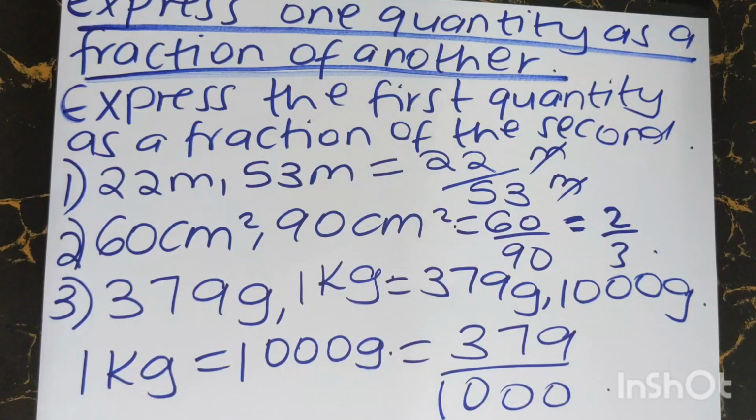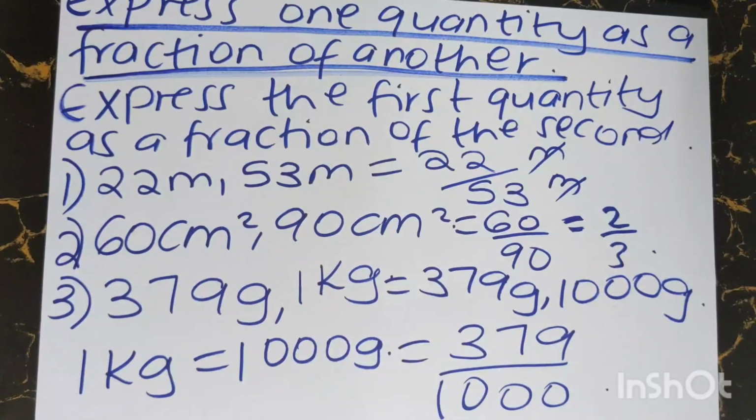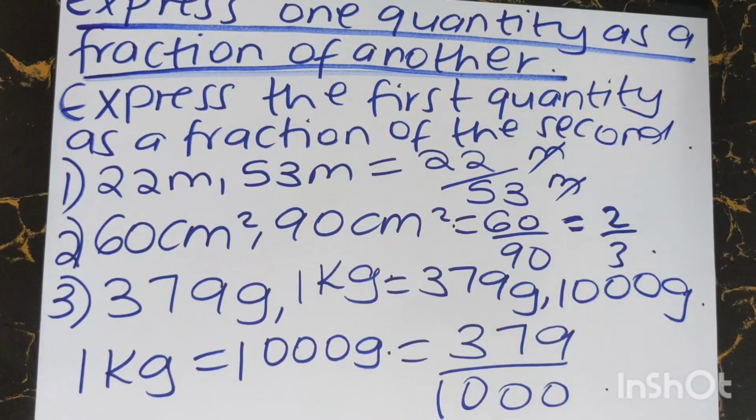Okay? So, can you simplify this fraction further? No, you cannot. So you leave your answer as 379 over 1,000. Are we together? Yes, exactly. So with that, we can call it a day. I'd like to stop there for today. Always remember that math is all about practice, okay?